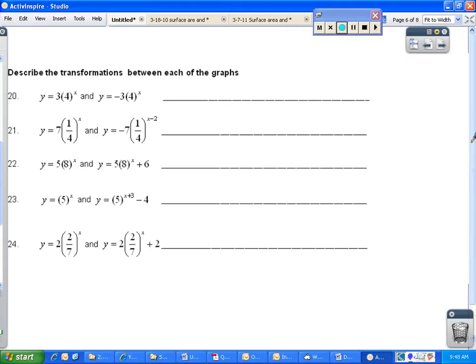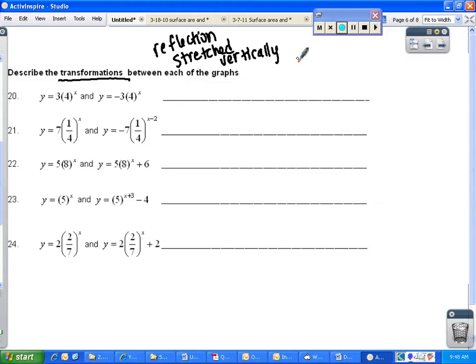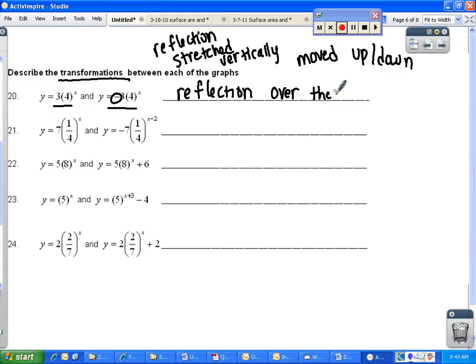Going down to the bottom of the page, we're describing the transformations, which means reflection, is it stretched vertically, or moved up and down? Those are your different options that you have to choose from. So for number 20, just looking at the equation, the only thing that changed is that negative. And what that negative does is that it reflects it over the x-axis.